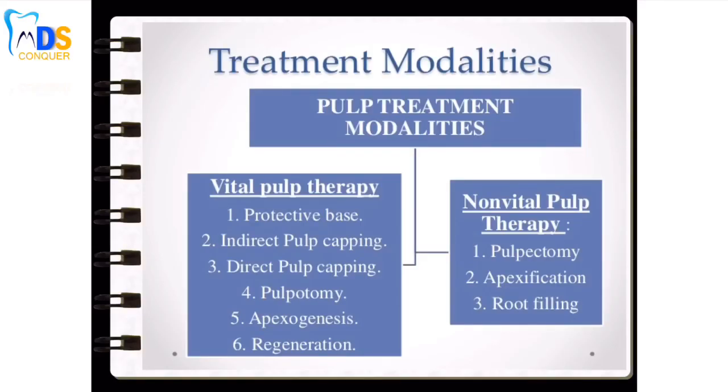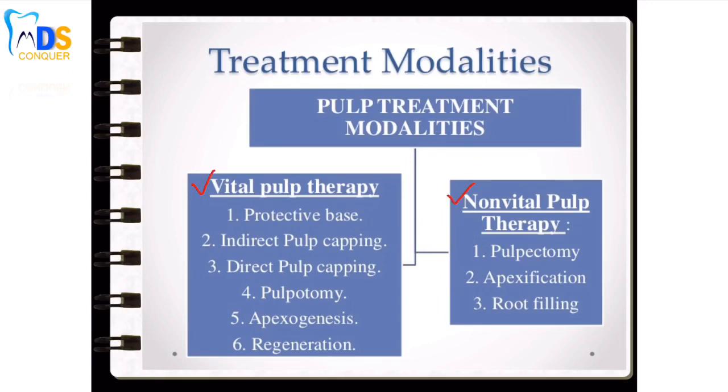So the treatment modalities of these pulp treatments can be divided into two types, that is vital pulp therapy and non-vital pulp therapy. To diagnose a particular case, or to plan a treatment plan for a particular case, it is better to know whether a vital pulp is left over or not. By which you can plan a procedure which is related to vital pulp. If it is non-vital pulp, you can plan a procedure which is related to non-vital pulp.